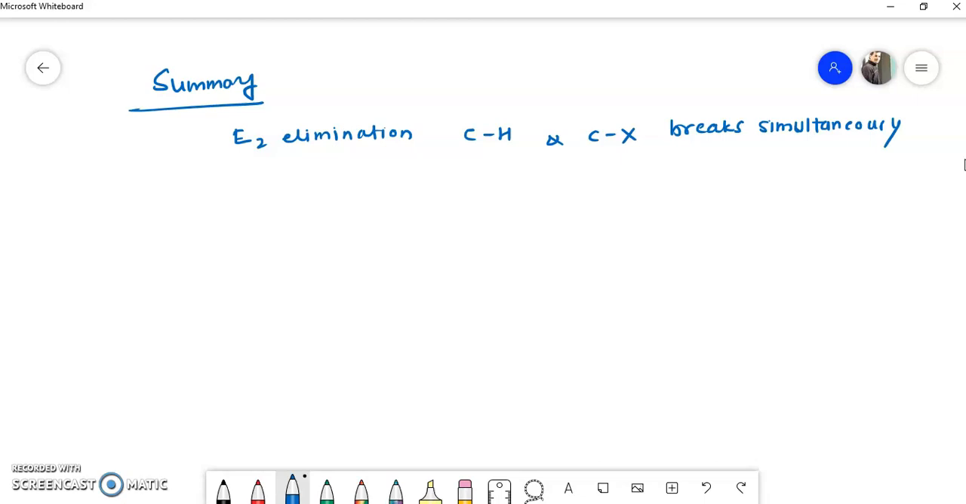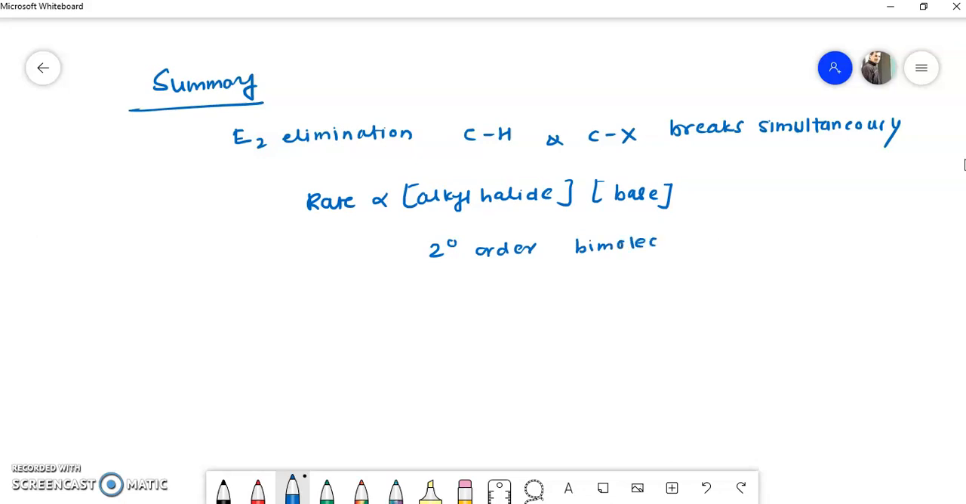In the first step itself, the base abstracts the proton to break the CH bond, and also the bromine leaves, that means the halide leaves, in the first step. So both processes take place simultaneously. So it is E2 elimination. Why E2 elimination? Because the rate of this reaction is proportional to the concentration of alkyl halide as well as the concentration of base. That's why the reaction is of second order and it is called bimolecular.